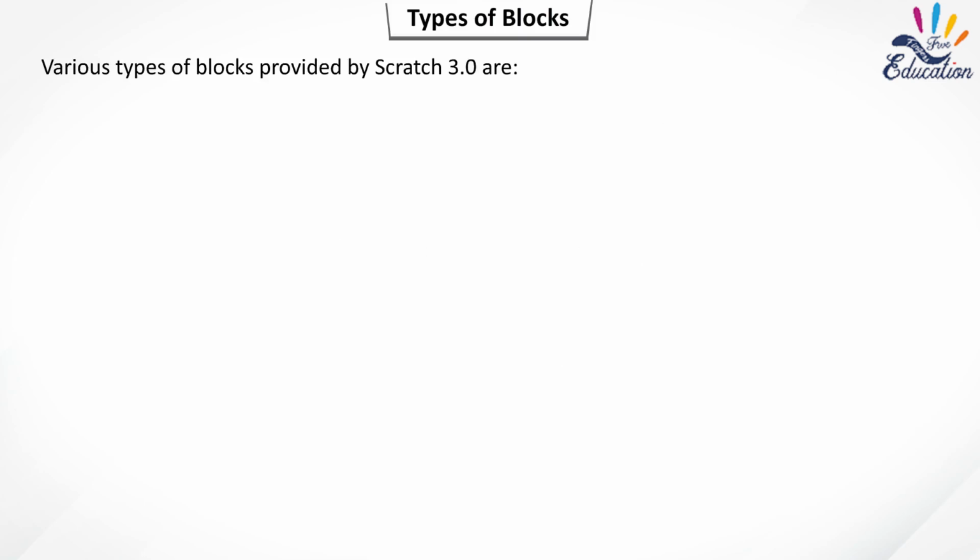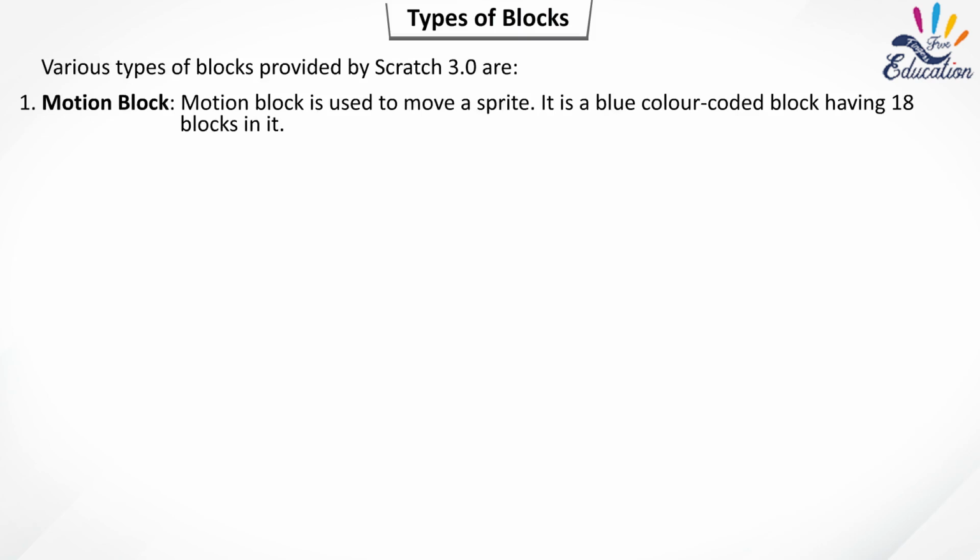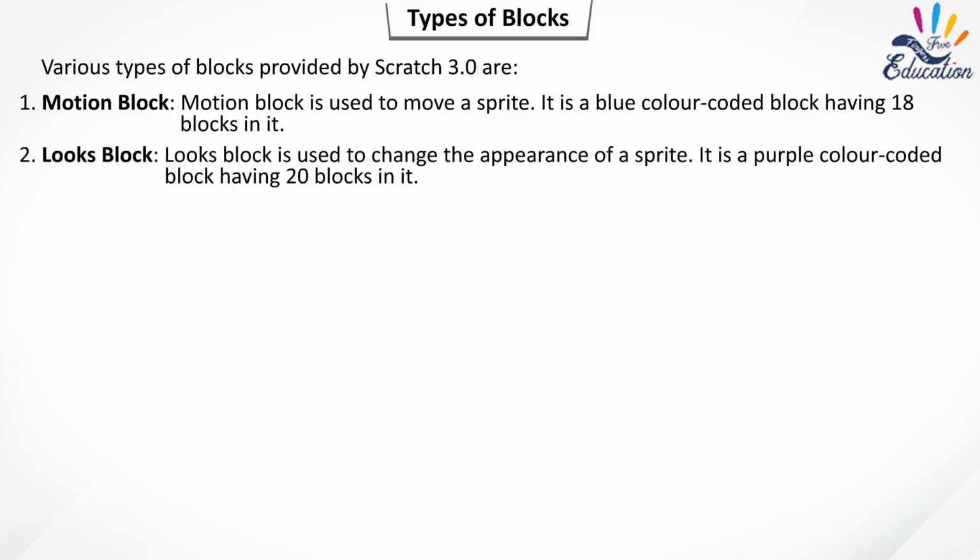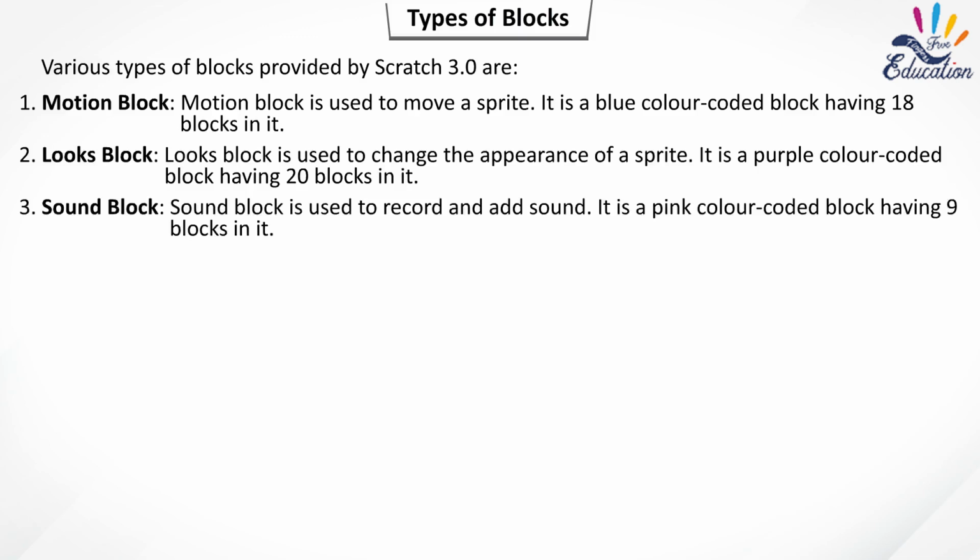Types of blocks. Various types of blocks provided by Scratch 3.0 are motion block. Motion block is used to move a sprite. It is a blue color coded block having 18 blocks in it. Looks block. Looks block is used to change the appearance of a sprite. It is a purple color coded block having 20 blocks in it. Sound block. Sound block is used to record and add sound.